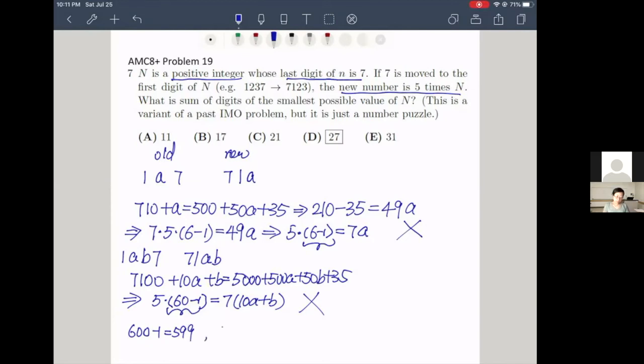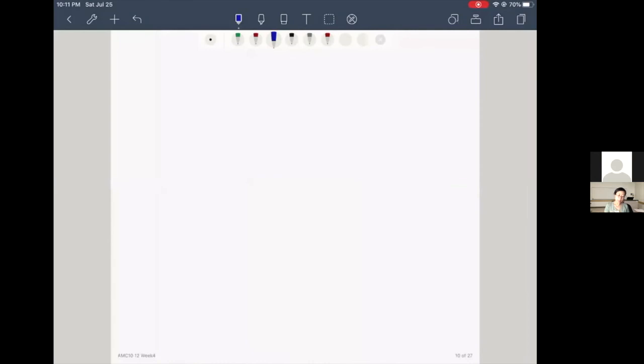If you look at the next one with 4 digits, it is 5999, and let's divide it by 7. Perfect. With 4 digits, it will work. Okay. Next, let's look at the 4 digit case.